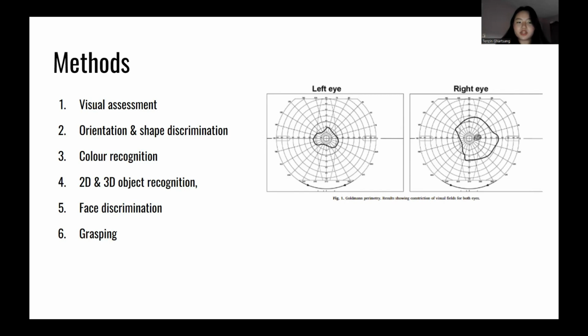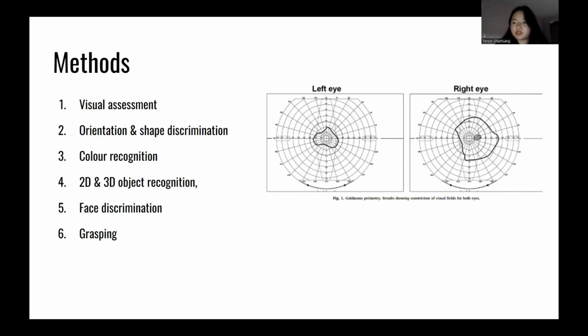Number two, the orientation discrimination was also used. And so he was presented with a white rod and he had to basically guess what orientation it was in, whether it was in like a vertical position or horizontal. And shape discrimination, he was given 2 white blocks and asked to guess if it was the same shape.